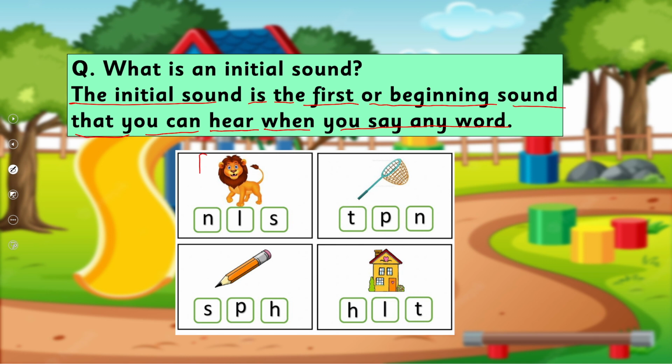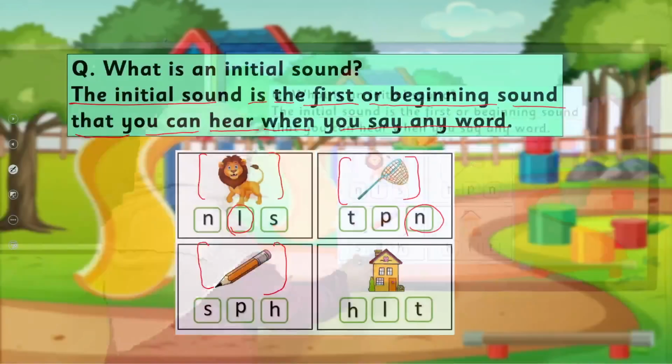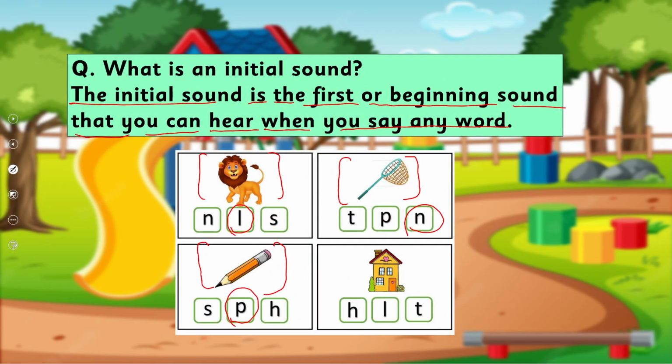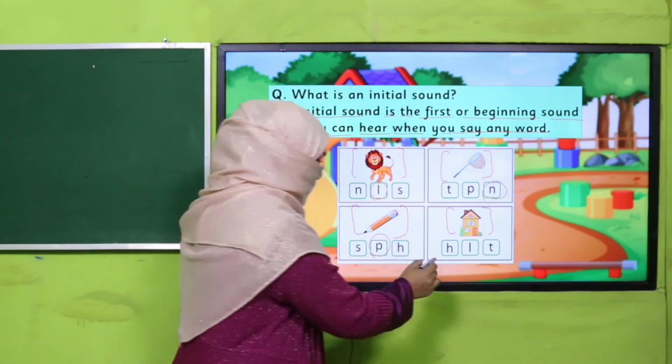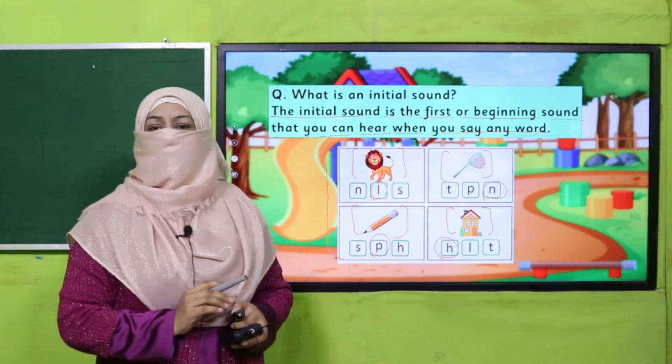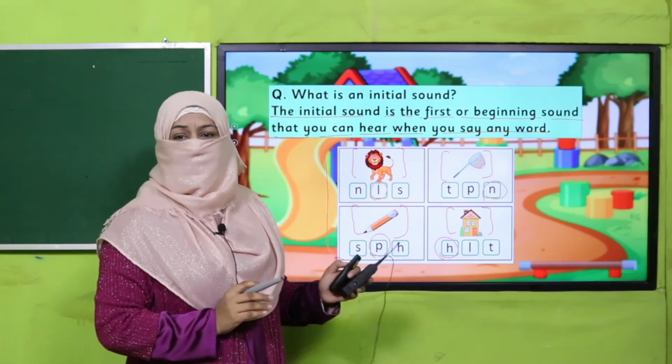Look at these pictures. Line, line. So the initial sound is L, letter L. Net, net, net. Now, what letter sounds like this? Letter N. Pencil, pencil, pencil. Which letter sounds like this? Letter P, pencil. House, house, house. Which letter sounds like this? It's letter H. So these are initial sounds of these letters. Remember, we have learned in detail about initial sounds.